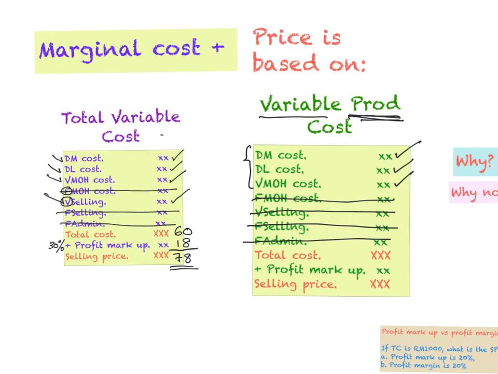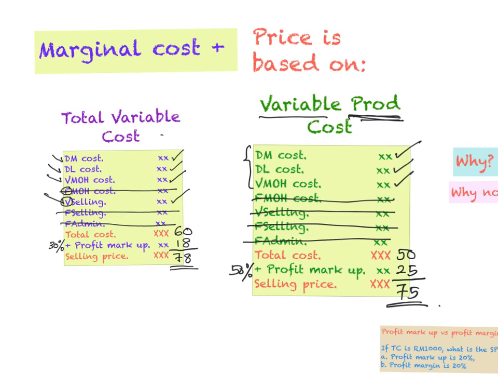Okay, so let's say the total variable production cost is only 50 here. Profit markup will of course be higher. Let's say the profit markup will be 50%. So you will have here 25, and then you will have 75 ringgit. So that will be your selling price.